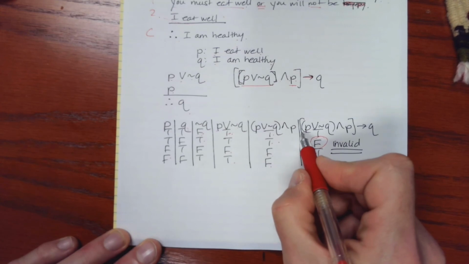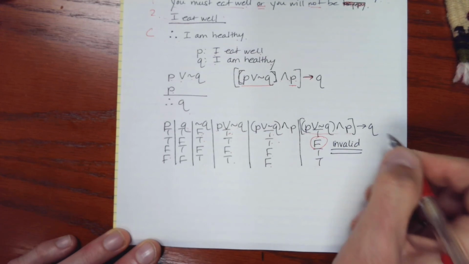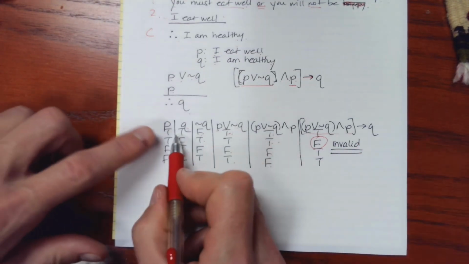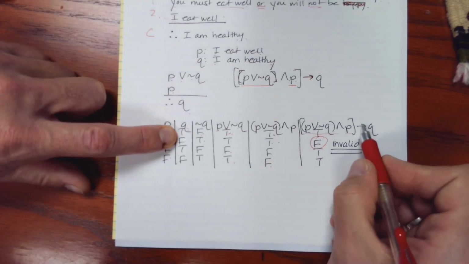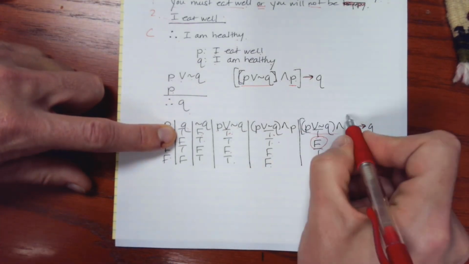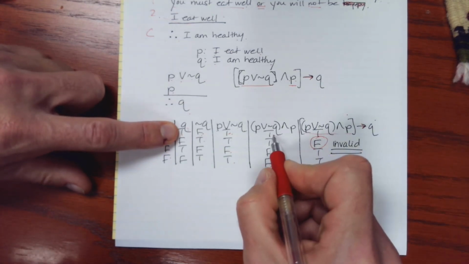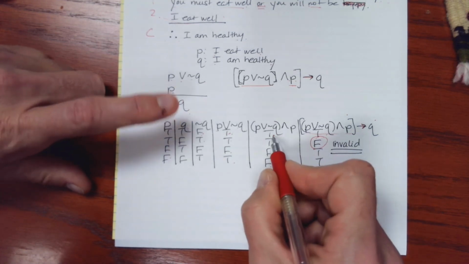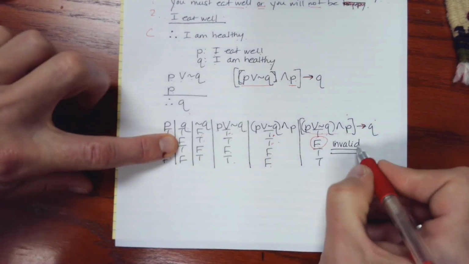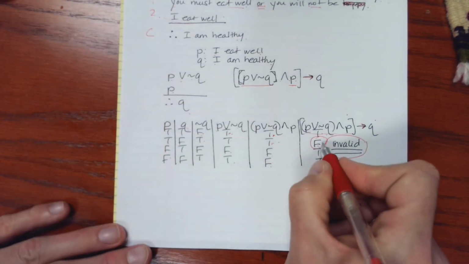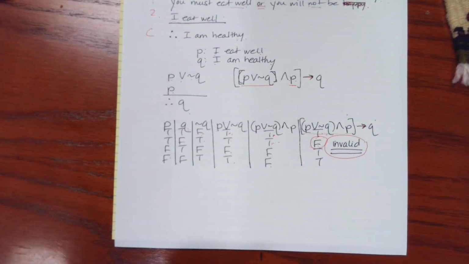And now I need to see if this entire compound statement implies Q. So Q is here. So remember, in a conditional statement, it's going to be false whenever the antecedent is true and the consequent is false. So if this is true and this is false, I'll have a false under here. But here I have true, true, so this is true. Here's the case where I have a true, false, so that I get an F here, that means that this argument is invalid. I only need one false in this final column to invalidate the whole argument. So this is a fallacy.